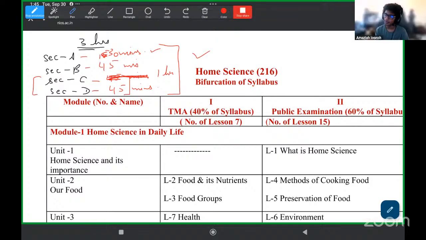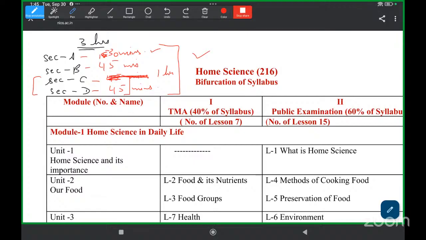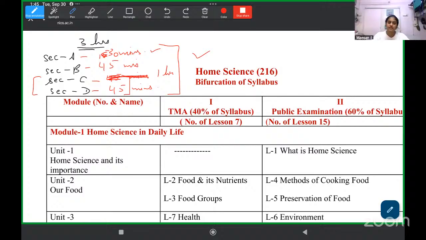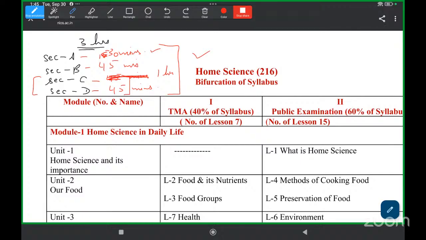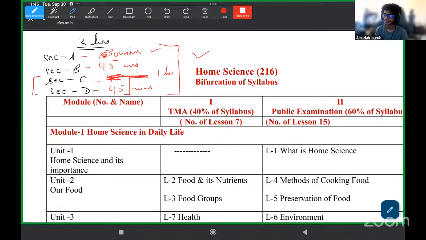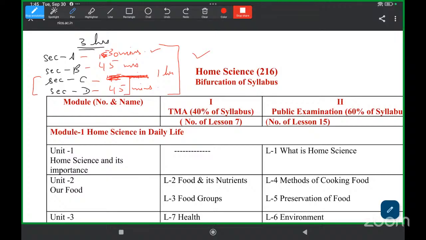And the final exam will also be 3 hours. Your time will be 3 hours for home science English. Don't we get like 15 minutes to first read our paper before they start? You get 15 minutes to read your paper. We used to get 15 minutes, Megan, and I used to do comprehension reading in that time only. I'll ask Hardik sir whether you get 15 minutes or not.